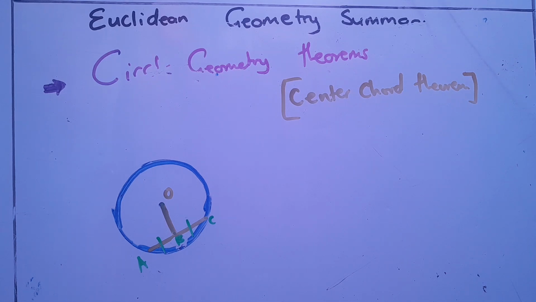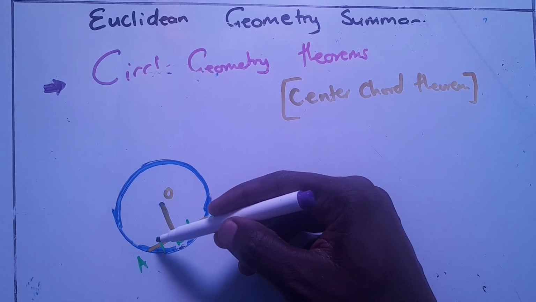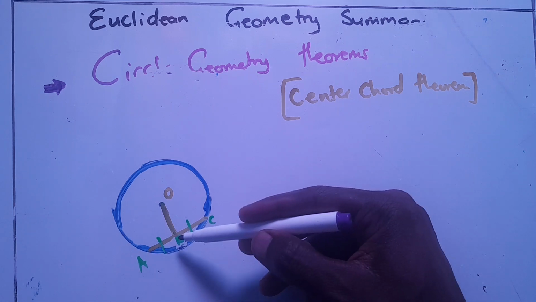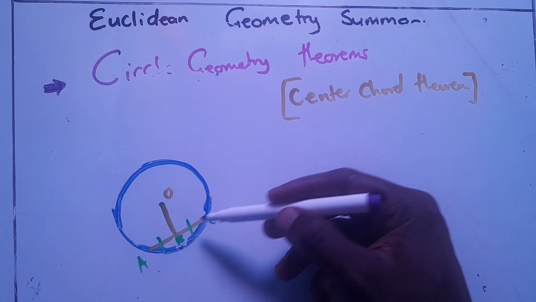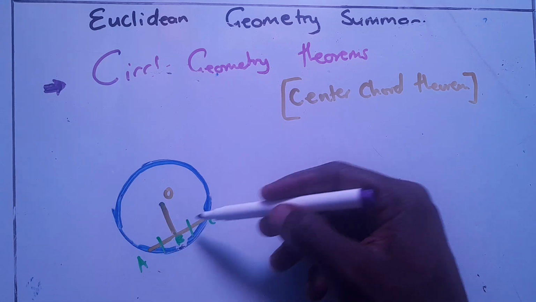We have the center chord theorem. The center chord theorem says a line drawn from the center bisecting the chord. So we can see that AB is equal to BC. So this line cut AC into two equal parts.